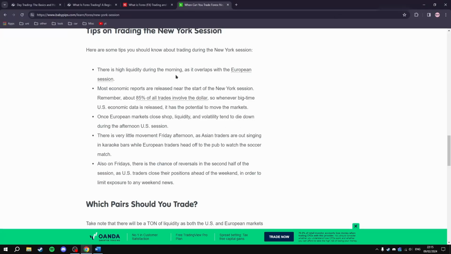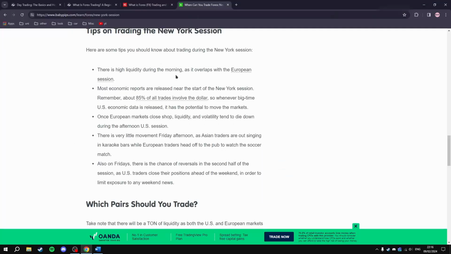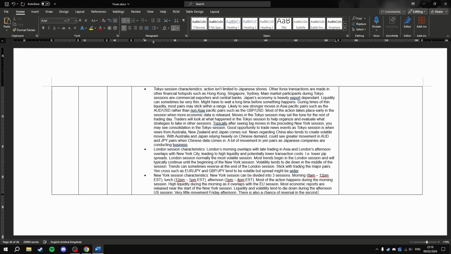Also on Fridays, there is the chance of reversals in the second half of the session. There is also a chance of reversal in the second half of the US session.